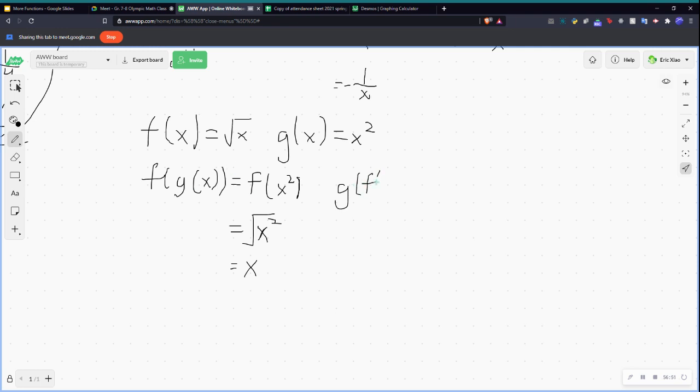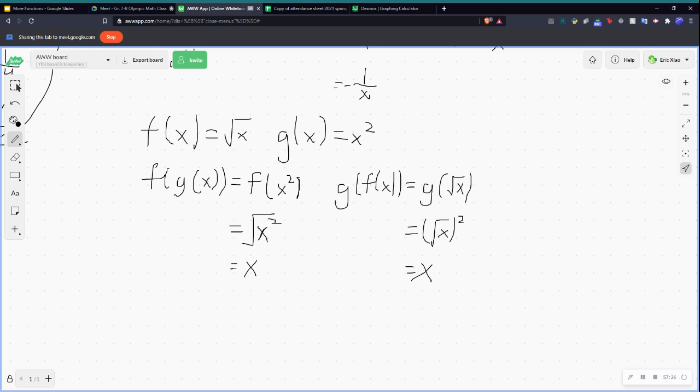Let's look at g of f of x. It's the same thing. You have g at the square root of x. Then you substitute the square root of x into x squared. So we have the square root of x, and then you square that. If you square a square root, you basically get rid of the square root. So you're also left with x. You can see that both of these are equal to x.